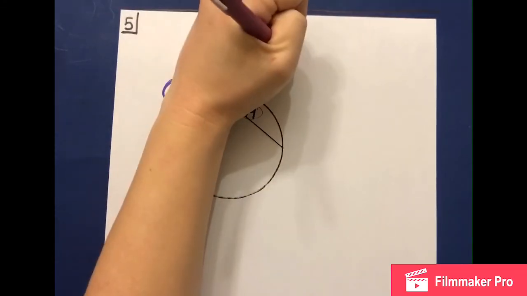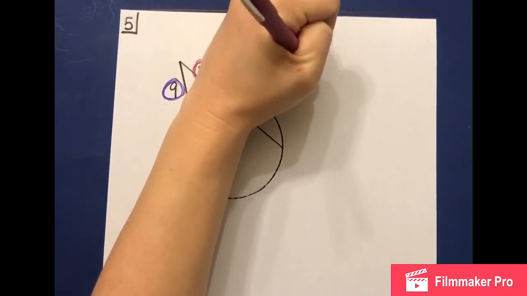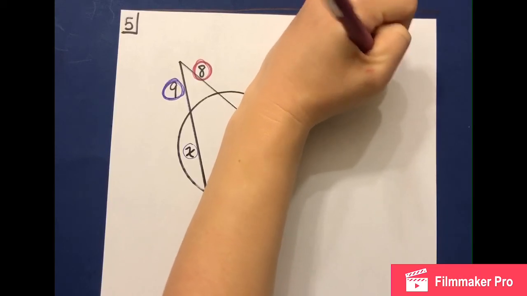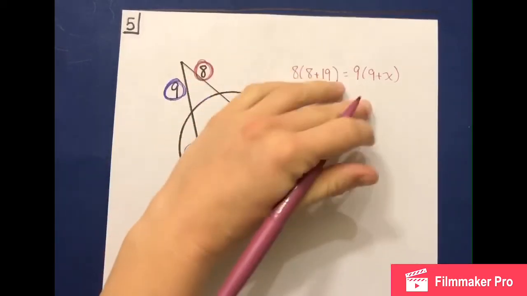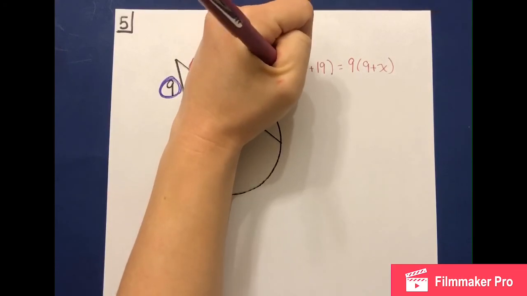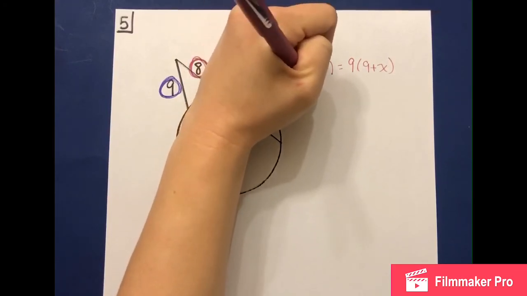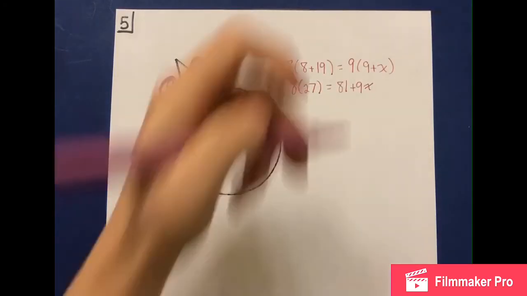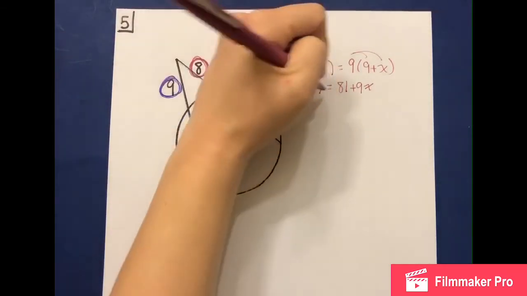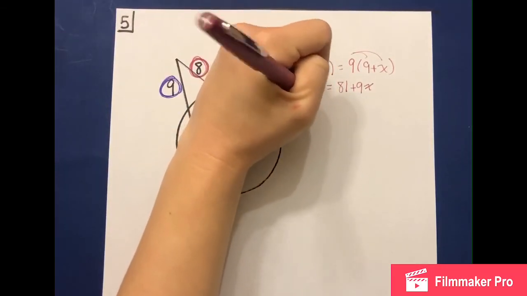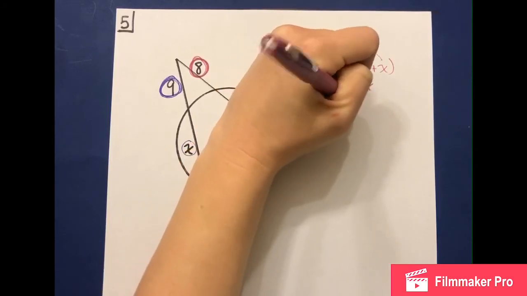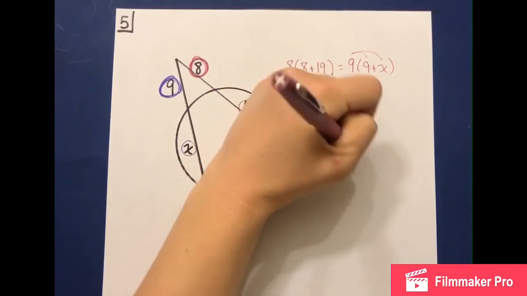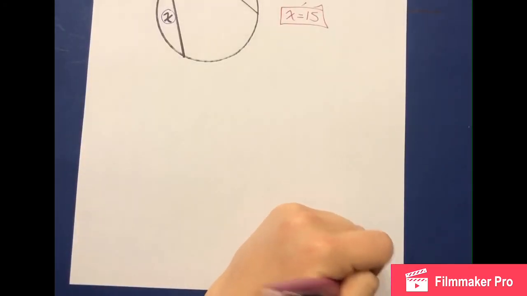So here I get 8 times 8 plus 19 equals 9 times 9 plus x. I can add those two. Here I'm going to get 8 times 27 equals 81 plus 9x. Make sure you distribute it into both. Here, I'm going to get 216 equals 81 plus 9x. I solve that, I get x equals 15. That's my answer here. So I get x equals 15.